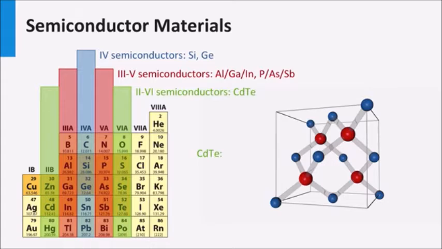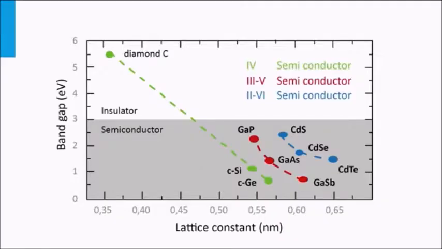So every cadmium atom is bonded to 4 tellurium atoms, and every tellurium atom is neighboring a cadmium atom. Let's consider the 2-6 materials based on cadmium, like cadmium sulfide, cadmium selenide, and cadmium telluride. Again, the larger the lattice constant of the material, the smaller the band gap will be. Cadmium telluride has the largest lattice constant and therefore the smallest band gap.